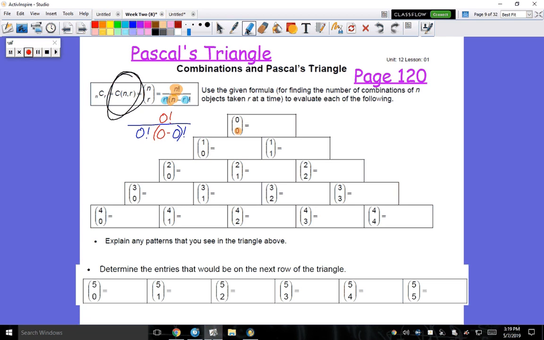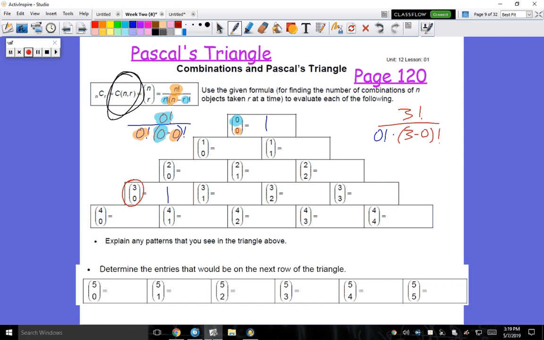Notice that this 0 is the r right here and here, and that this 0 is the n. It's the total. What does this equal? 1. Nice. Okay. Let's do this one right here. 3 choose 0. That's 3 factorial over 3 minus 0 factorial times on the bottom 0 factorial. This also is 1.